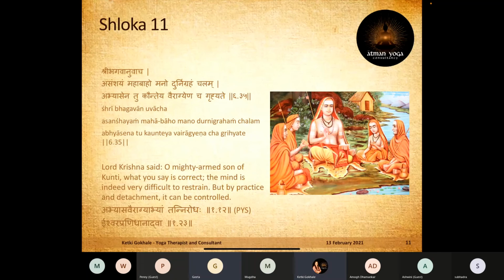Shri Bhagavan uvacha, asamshayam mahabaho mano durnigraham chalam, abhyasena tu kaunteya, vairagyena cha grihyate. Excellent. Thank you.